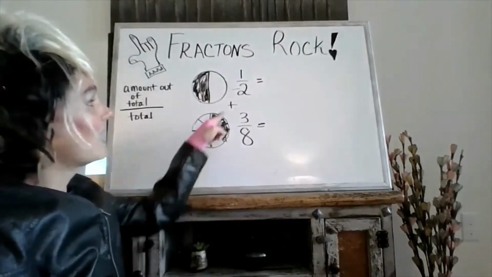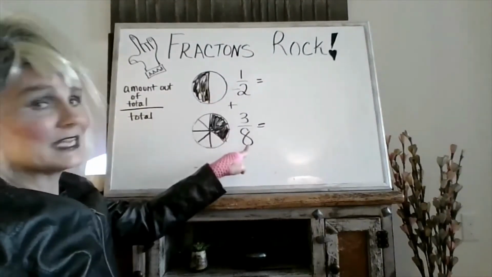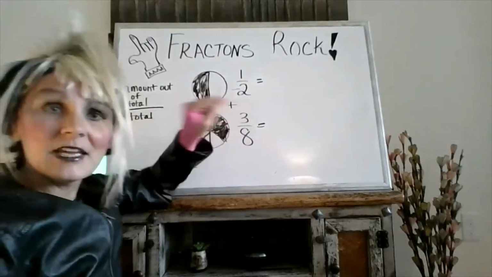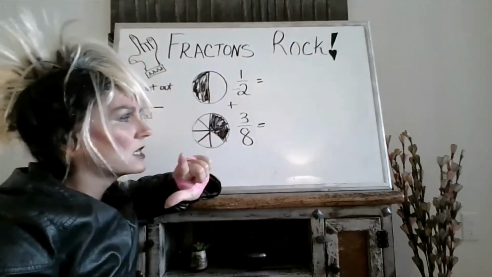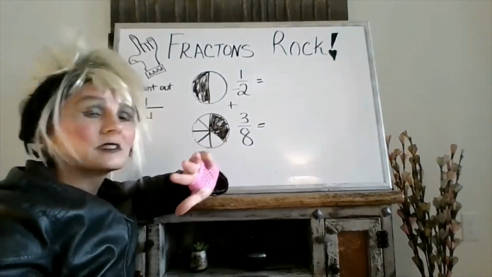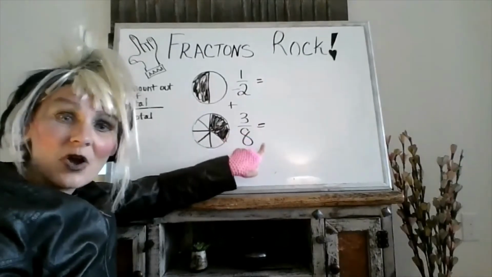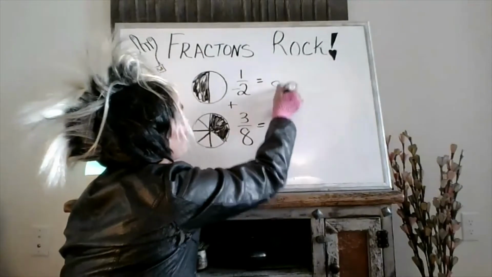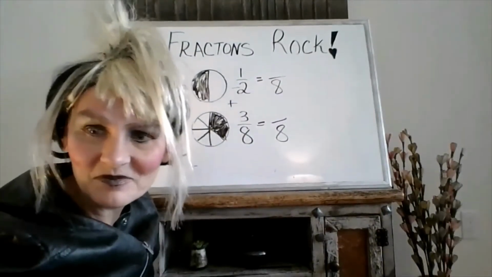Now, we need to find the common denominator. Does 2 go into 8? Remember, we're looking at the denominator. Does 2 go into 8 evenly without a remainder? Let's see, 2, 4, 6, 8. I love using my fingers, by the way. So it does go into it 4 times. So we can use the 8 as our common denominator. Watch. Okay, gonna pause here. Let's go to the next step.